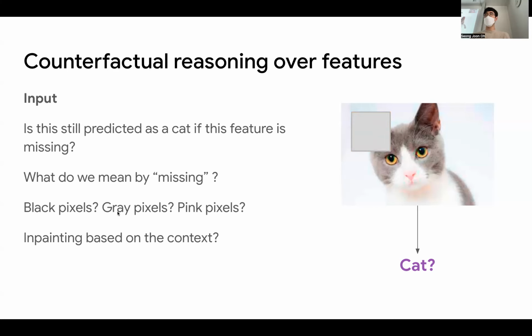What do we exactly mean by missing? Do we mean just removing some pixels and then filling them in with gray pixels or black pixels or pink pixels that you're probably never going to see in natural images? Or do you probably wish to in-paint those pixels by inferring from the surrounding pixels? So even for this simple question of removing a small square and replacing it with missing pixels, encoding some missingness, is raising a lot of questions.